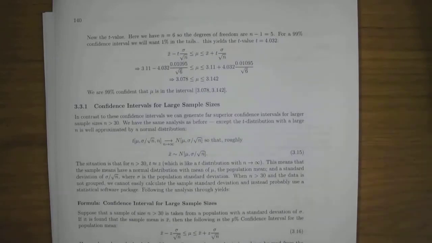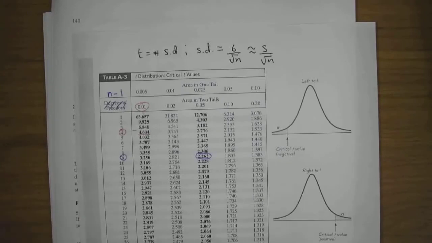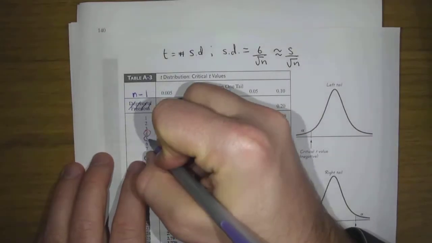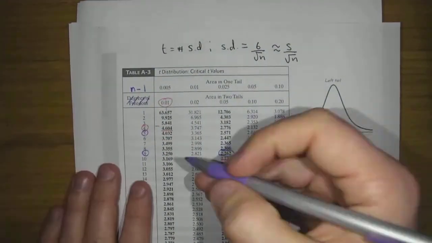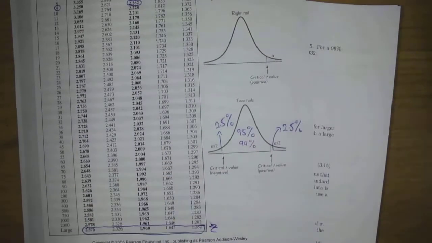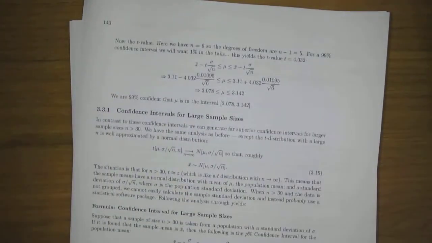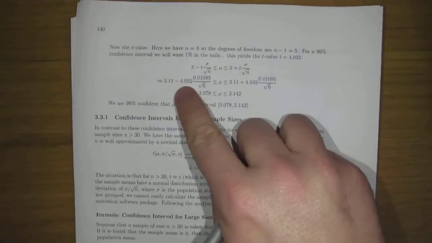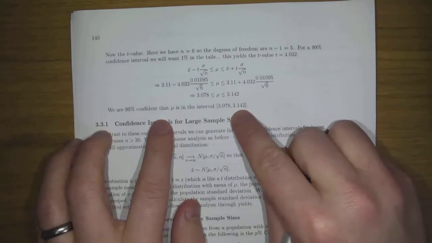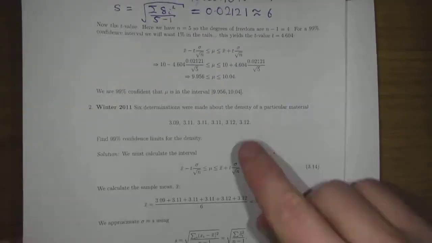So the t-value, so here the n is 6, so the n minus 1 is 5. And again, it's 99%. So 99% in here, you're talking about 1% in the tails. So look, area in two tails, 1%, 4.032. So we get that 4.032, and you get these two numbers here. So you're 99% confident that mu is in this range, whatever it is to 4 significant figures, just by looking at these 6.